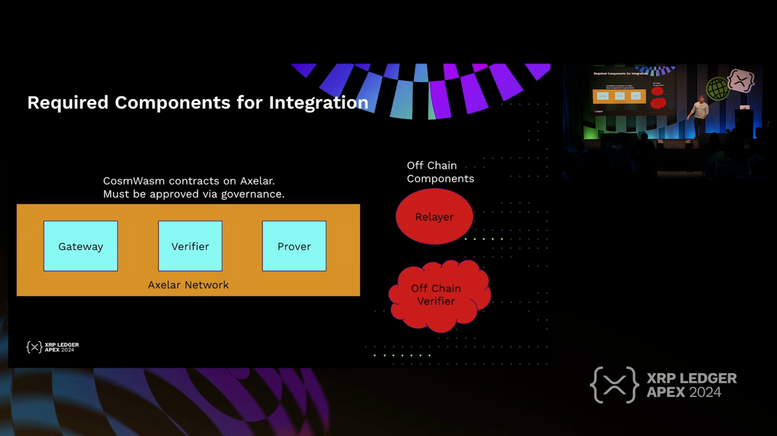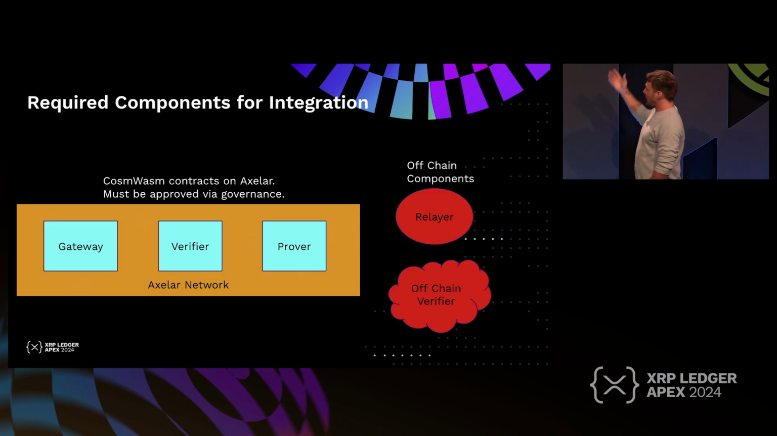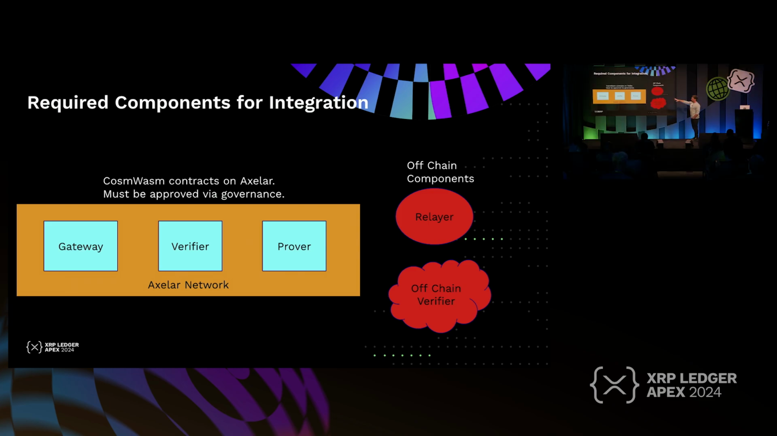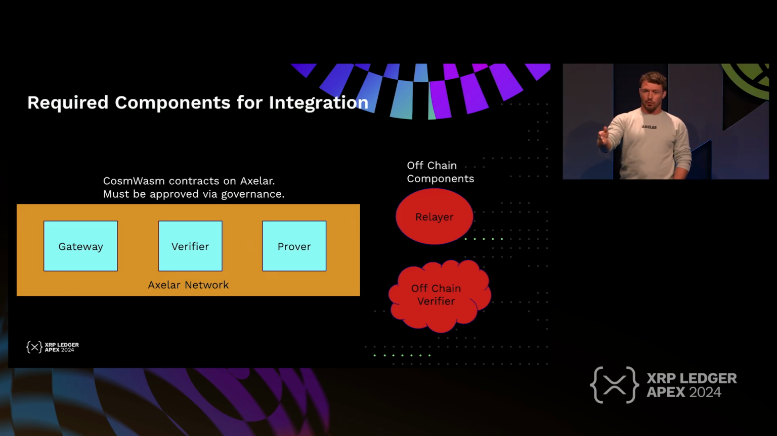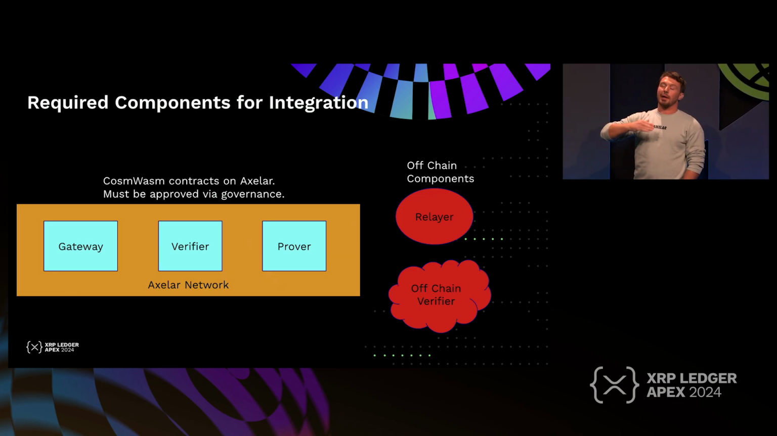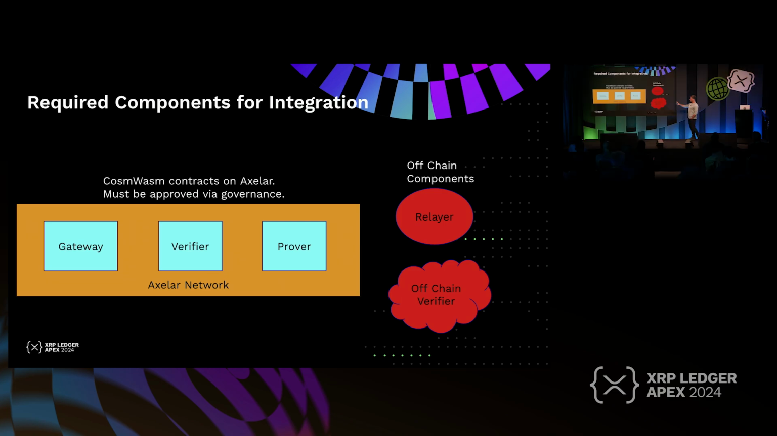And for the XRPL integration, this is being done by Common Prefix, right? And they've done a great job. But you have to write a couple of smart contracts. We have a gateway, which is what receives the messages, a verifier, which verifies incoming messages, like messages from your chain to Axelar, and a prover, which is for messages from Axelar to your chain. So you have to write those three components.